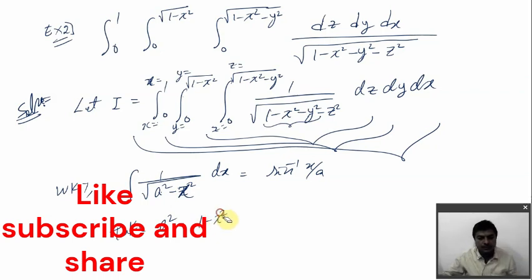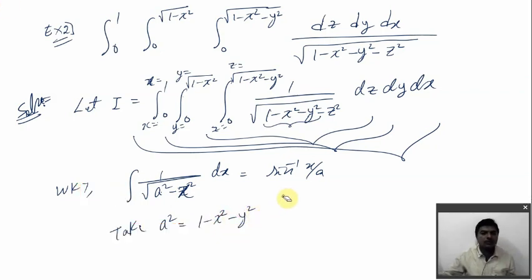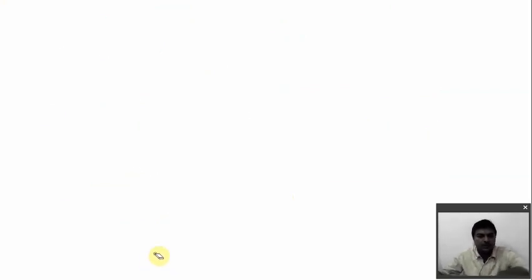1 minus x square minus y square. So to simplify this, I will take a square. Now you can see, yes friends, the integration can be written as: integration 0 to 1, integration 0 to square root of 1 minus x square, then integration 0 to, yes friends, now I have taken a square is equal to 1 minus x square minus y square.